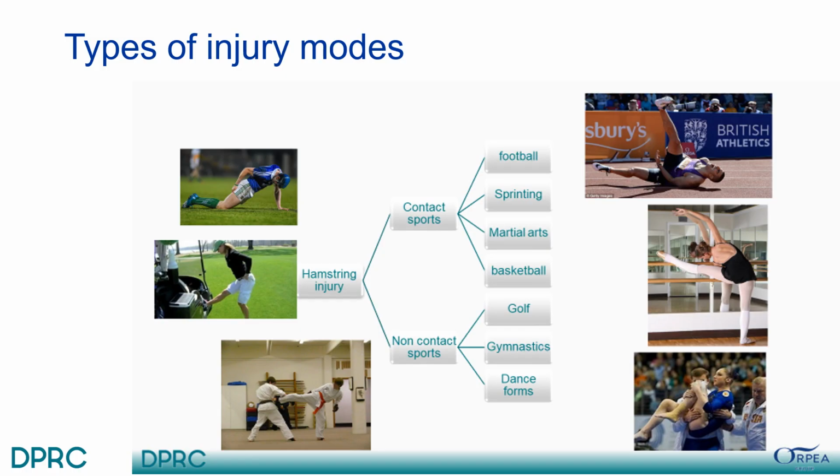Types of injury modes. Hamstring injuries can be due to contact sports such as football, sprinting, martial arts, basketball, or non-contact sports such as golf, gymnastics, and different dance forms.